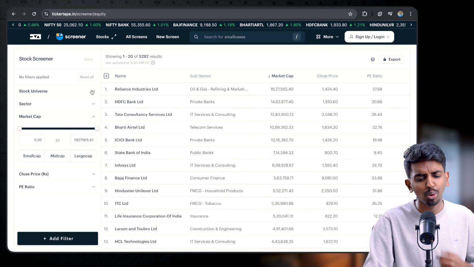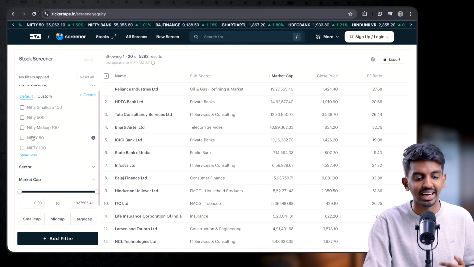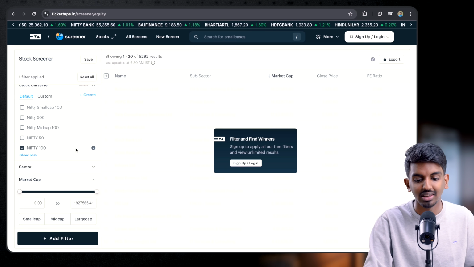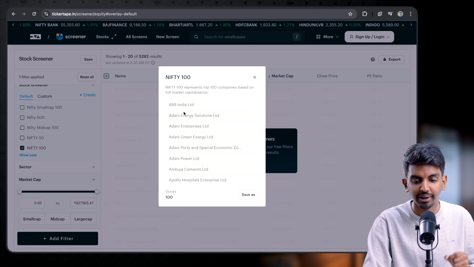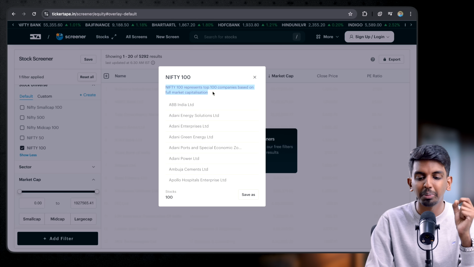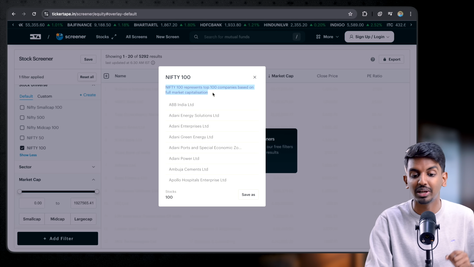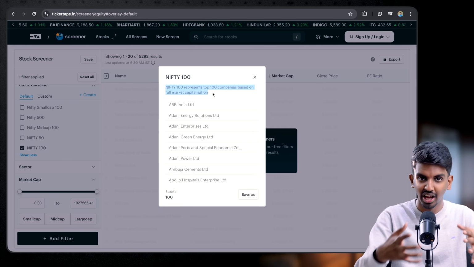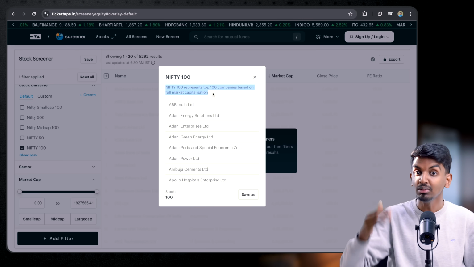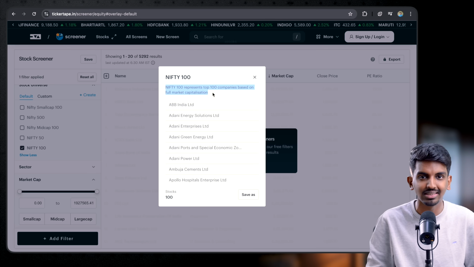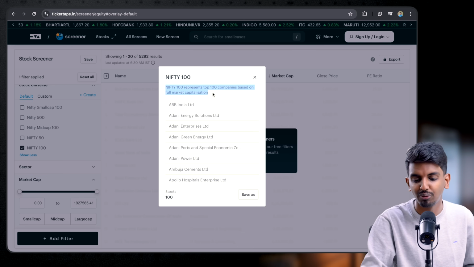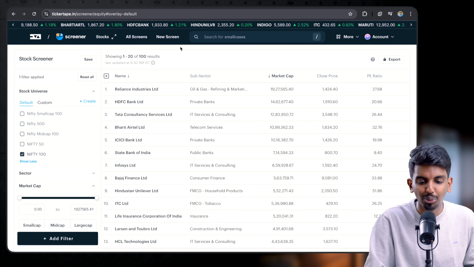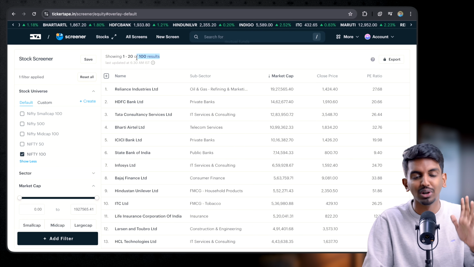So the first thing I'll do, I personally like to mostly trade in the Nifty 100 universe. Again, if you do not know what Nifty 100 is, you can click on the I button here. You can see that Nifty 100 represents the top 100 companies based on full market capitalization. If you're looking at all the companies in India and you sort them by market capitalization, you'll get the top 100 companies, and those are the stocks in Nifty 100. So once we select Nifty 100, automatically you're up to the first 100 results.